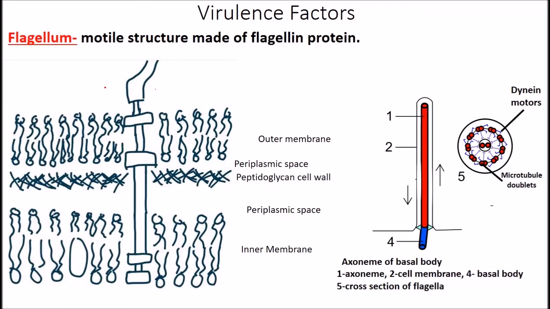So we'll move on to another virulence factor known as the flagellum. I'm sure you're familiar with it, and it's important for some bacteria to infect us. The flagellum is the motile structure made of flagellin protein. The flagellin would be this portion of it. What's really important for the motile property of the flagellum is going to be the basal body, and the structure within it known as the axoneme. The axoneme is just a very defined arrangement of microtubules and dynein motors, and it is what produces that oar-like motion that we see with the flagellum.